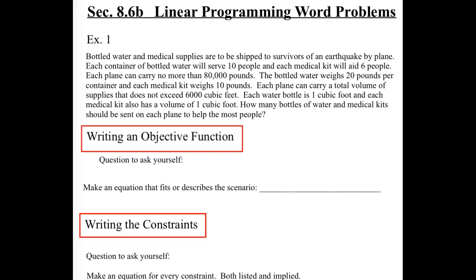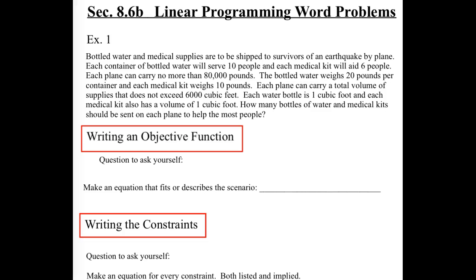So my first suggestion is read through the whole thing once so you kind of have an idea of what you're looking at, and then go back and pick it apart. So it says bottled water and medical supplies are to be shipped to survivors of an earthquake by plane. Each container of bottled water will serve 10 people, and each medical kit will aid 6 people. Each plane can carry no more than 80,000 pounds. The bottled water weighs 20 pounds per container, and the medical kit weighs 10 pounds.